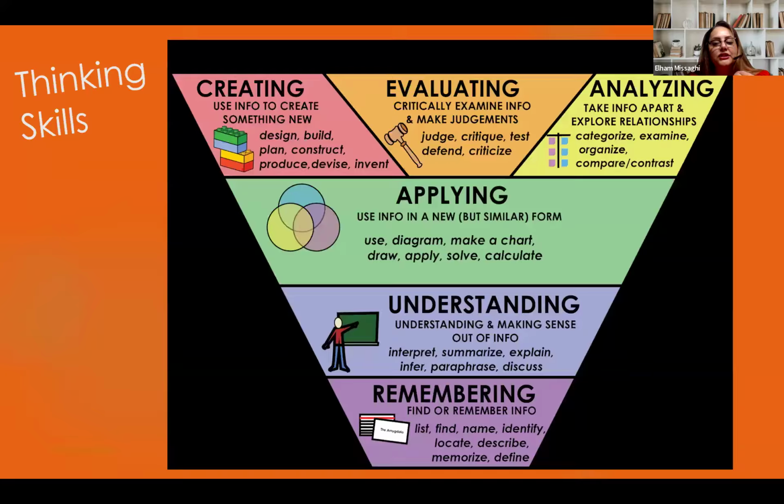Analyzing means taking information apart and exploring relationships to categorize, like positive and negative words, right? Or like talking about mean and generous. So they put it in two categories: comparing, contrasting, learning about the antonym and synonym, right? So that's a higher order thinking skill.